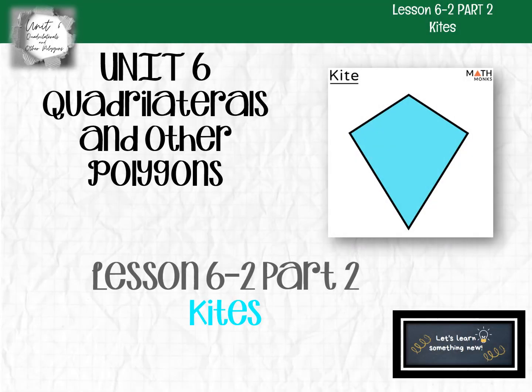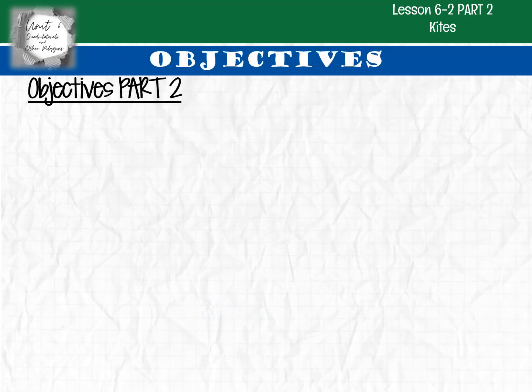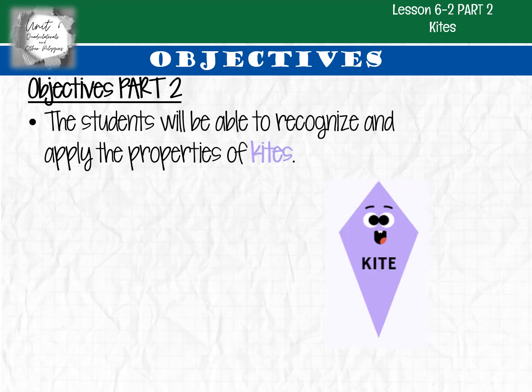Unit 6, Quadrilaterals and Other Polygons. We're in Lesson 6.2. This is Part 2, Kites. Objectives for Part 2. The students will be able to recognize and apply the properties of kites.